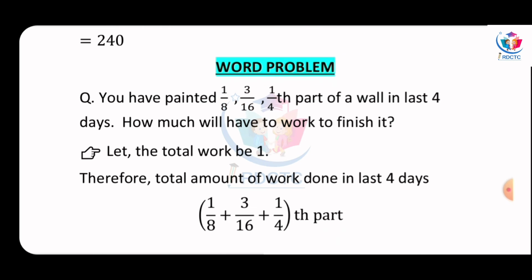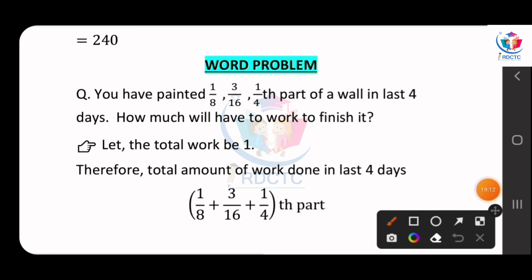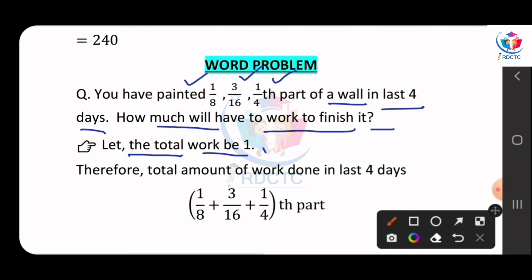Okay, let's see the word problem. The first question is: you painted 1 by 8, 3 by 16 and 1 by 4 part of a wall in the last 4 days. How much will you have to work to finish it? Okay, in these cases, first you have to suppose the whole work is 1. Therefore, for the total amount of work you did in the last 4 days, you have to add all the parts. Then 1 by 8 plus 3 by 16 plus 1 by 4.